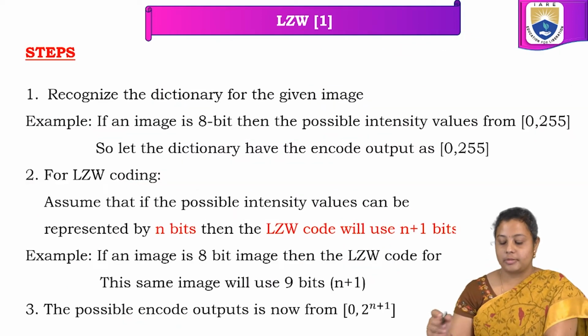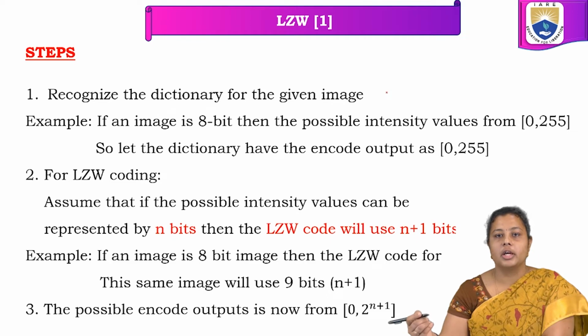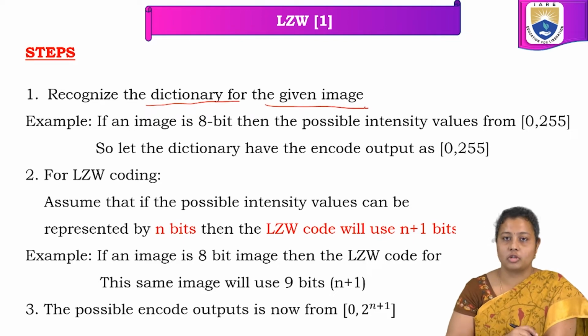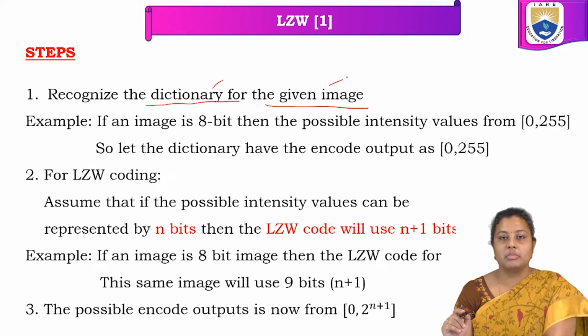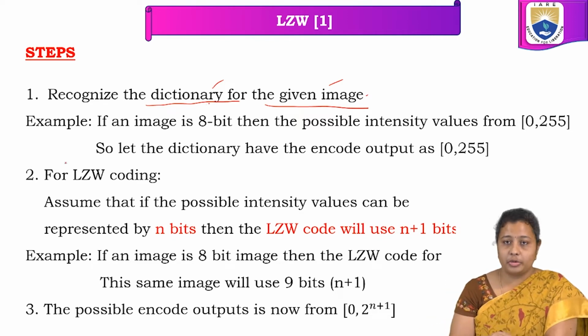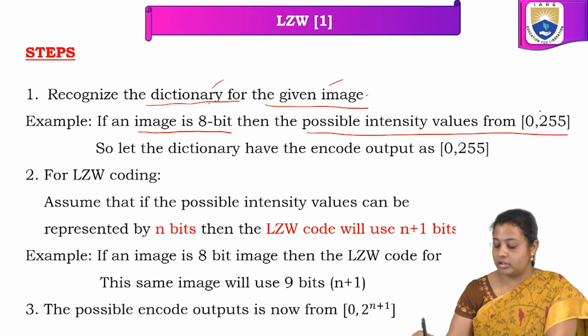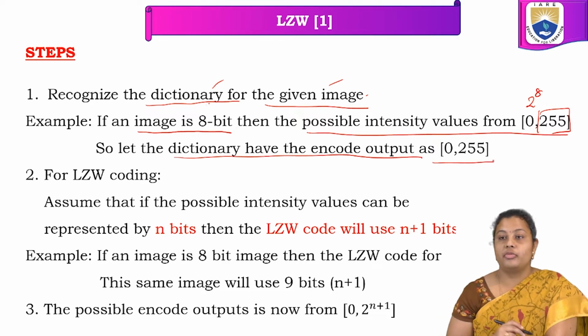Before we go, let me talk about the steps of LZW coding. First we have to recognize the dictionary for a given image. As I said, the dictionary is dependent upon the image. So first we have to recognize the possible encoded outputs and the possible intensity values that might exist. How are we going to do that? If an image is 8-bit, then the possible intensity values are 0 to 255. How did we get this 0 to 255? It is 2 power 8. So the dictionary values can have the encoded output as 0 to 255.